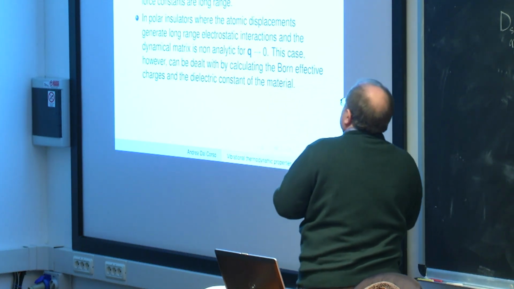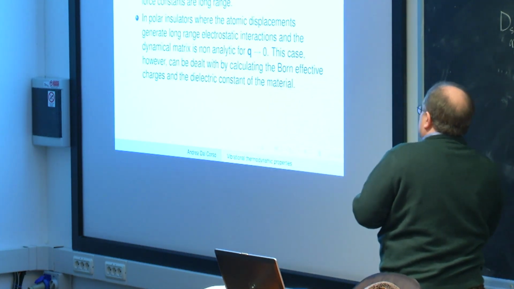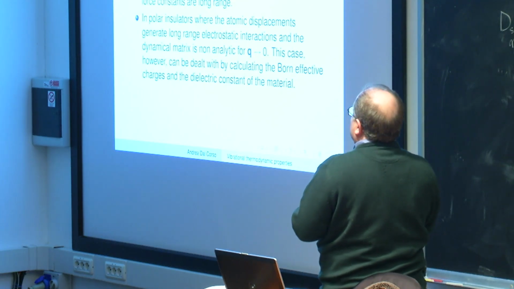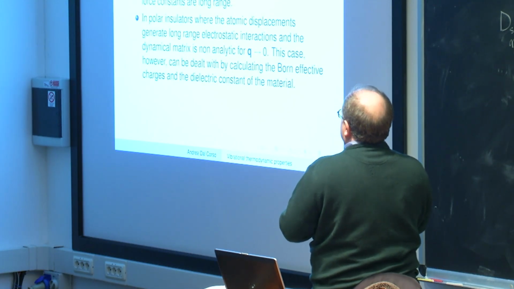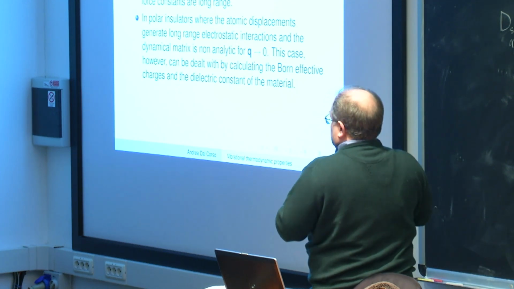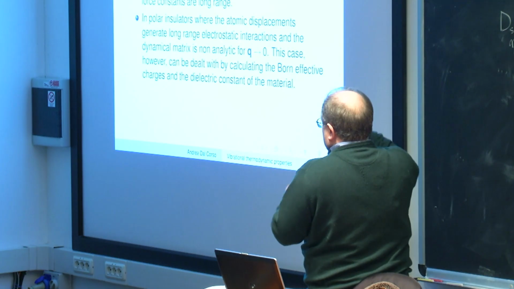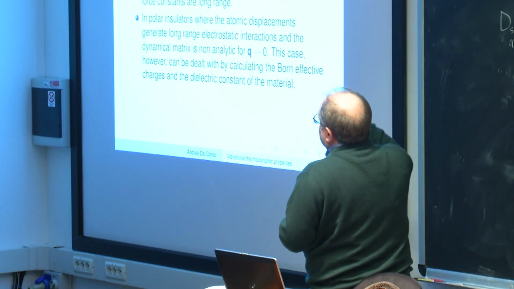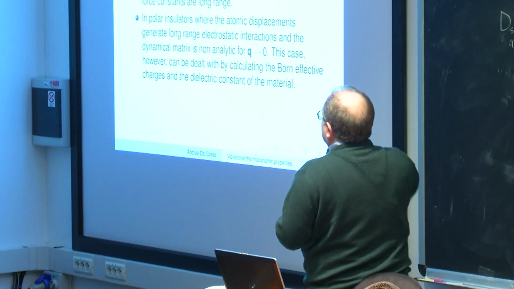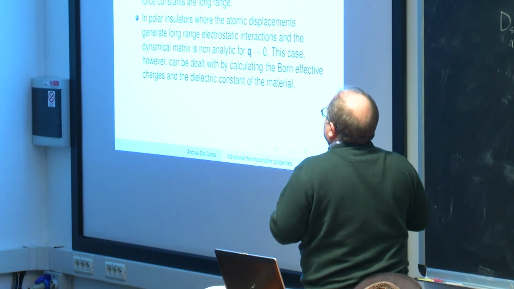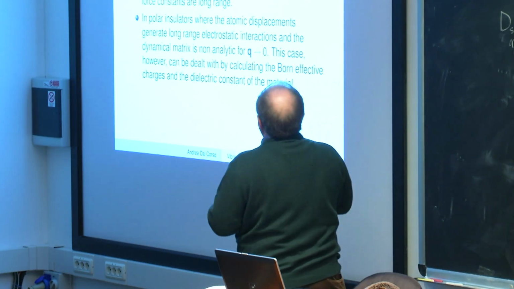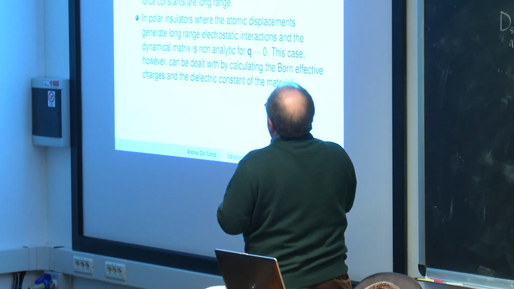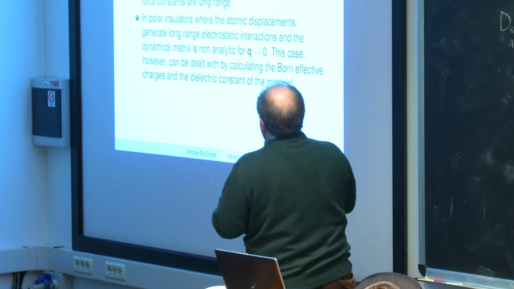But luckily, it is possible to write an explicit form of the non-analytic part of the dynamical matrix in terms of the electric constant and Born effective charges. And so one can subtract the non-analytic part, do this trick for the analytic part, reinterpolate the analytic part, and then add again the non-analytic part to all Q points. Since the non-analytic part can be calculated very easily, one can use this trick and interpolate the interatomic force constant also in polar insulators.